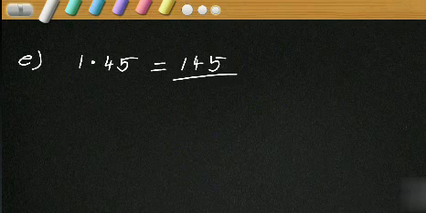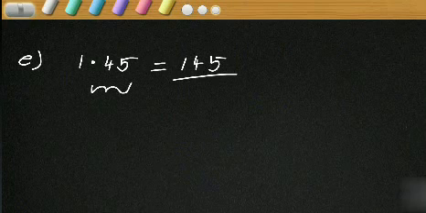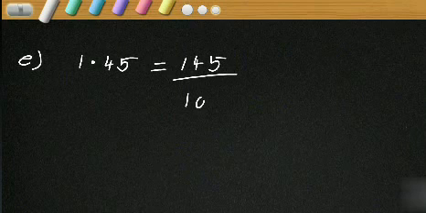1.45. What is to be done? First step, remove the decimal point and write the given number. So it becomes 145. And how many zeros should be there in the denominator? Yes, in the question there are 2 decimal places. So in the denominator there should be 2 zeros. So 100, isn't it?